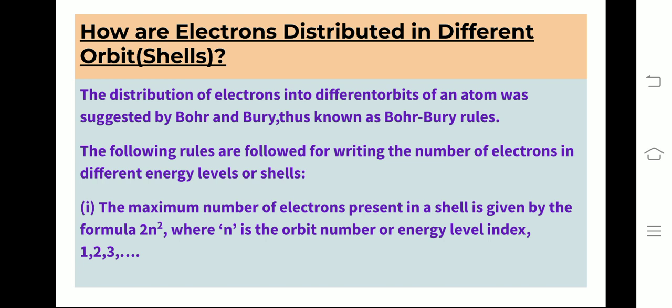How are electrons distributed in these different orbits or shells? The distribution of electrons into different orbits of an atom was suggested by Bohr and Bury. Thus, it is also known as Bohr-Bury rules. The following rules were followed while writing the number of electrons in different energy levels. Rule number first says the maximum number of electrons present in a shell is given by the formula 2n square, where n is the orbit number or energy level index, that is, n can be 1, 2, 3, etc.